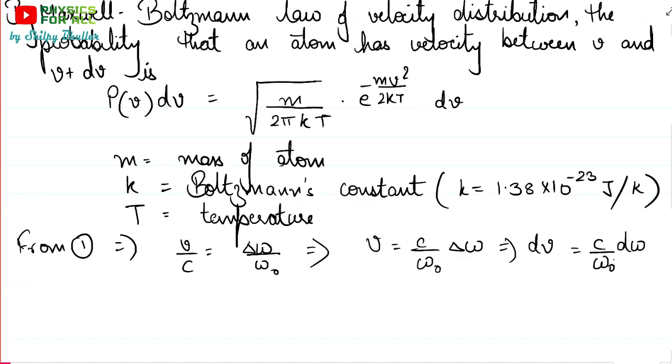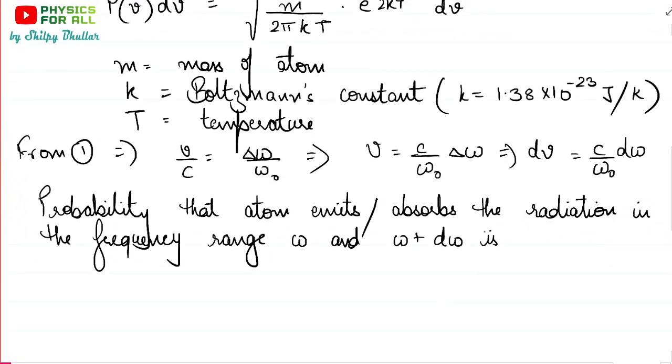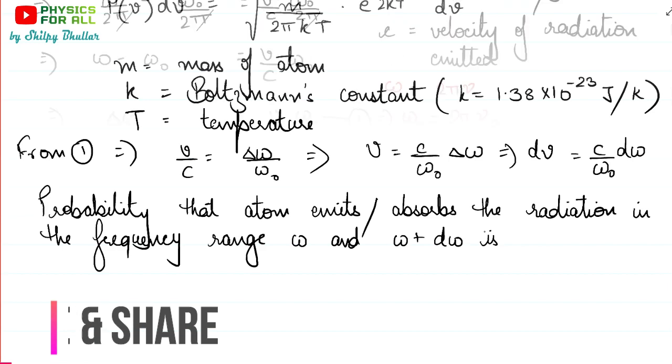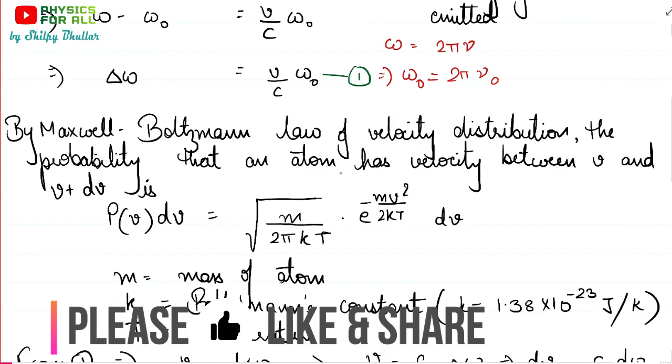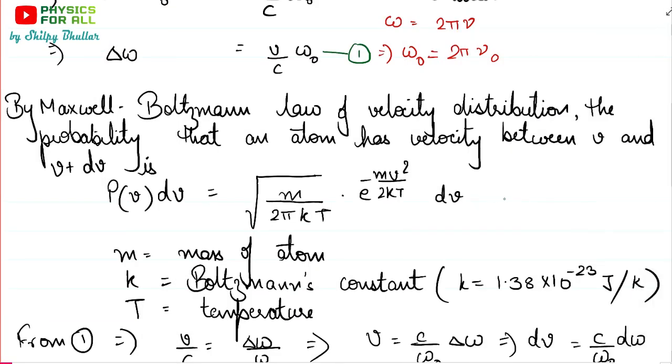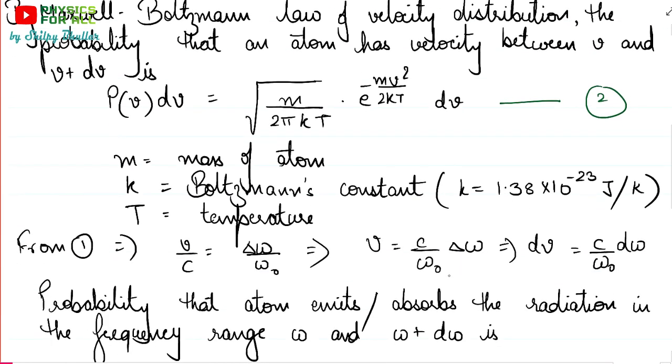Both represent small change. Now we have to find the probability that atom would emit or absorb, whatever the case is, the radiation in between range omega and omega plus d omega. Here we have this as equation 1. Secondly, the Maxwell-Boltzmann distribution law gives us this probability expression. So let's make it equation 2, and here this V becomes 3 and this dV I can use as 4.